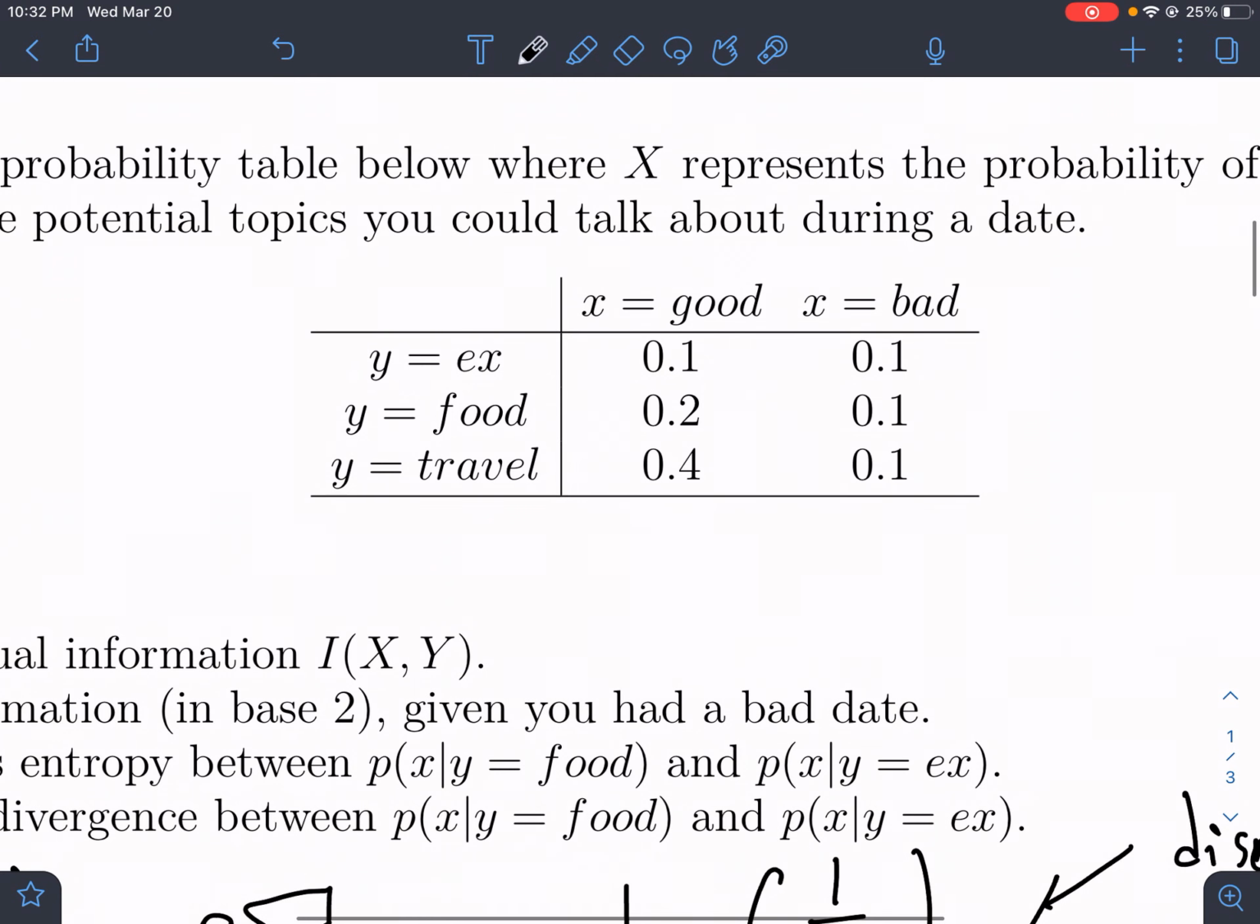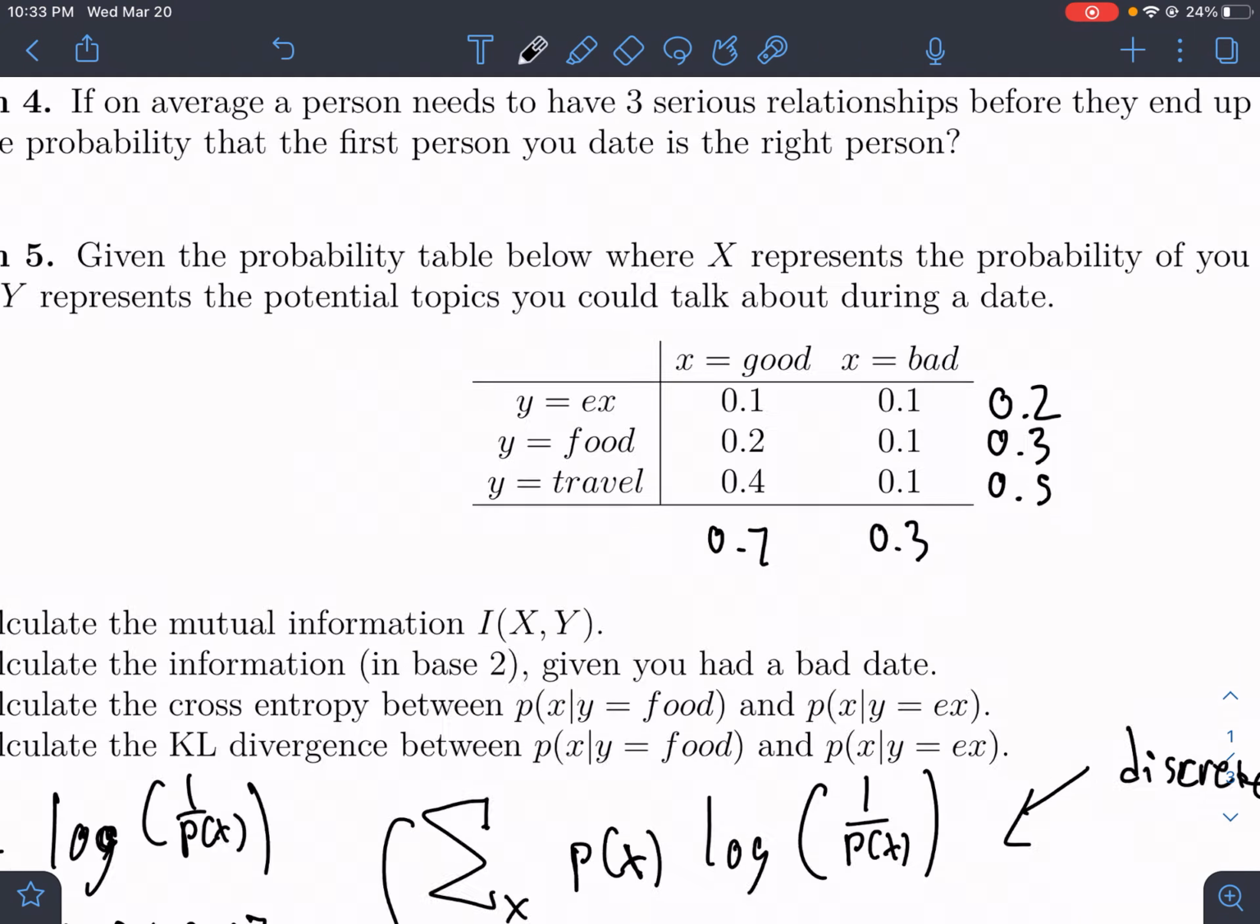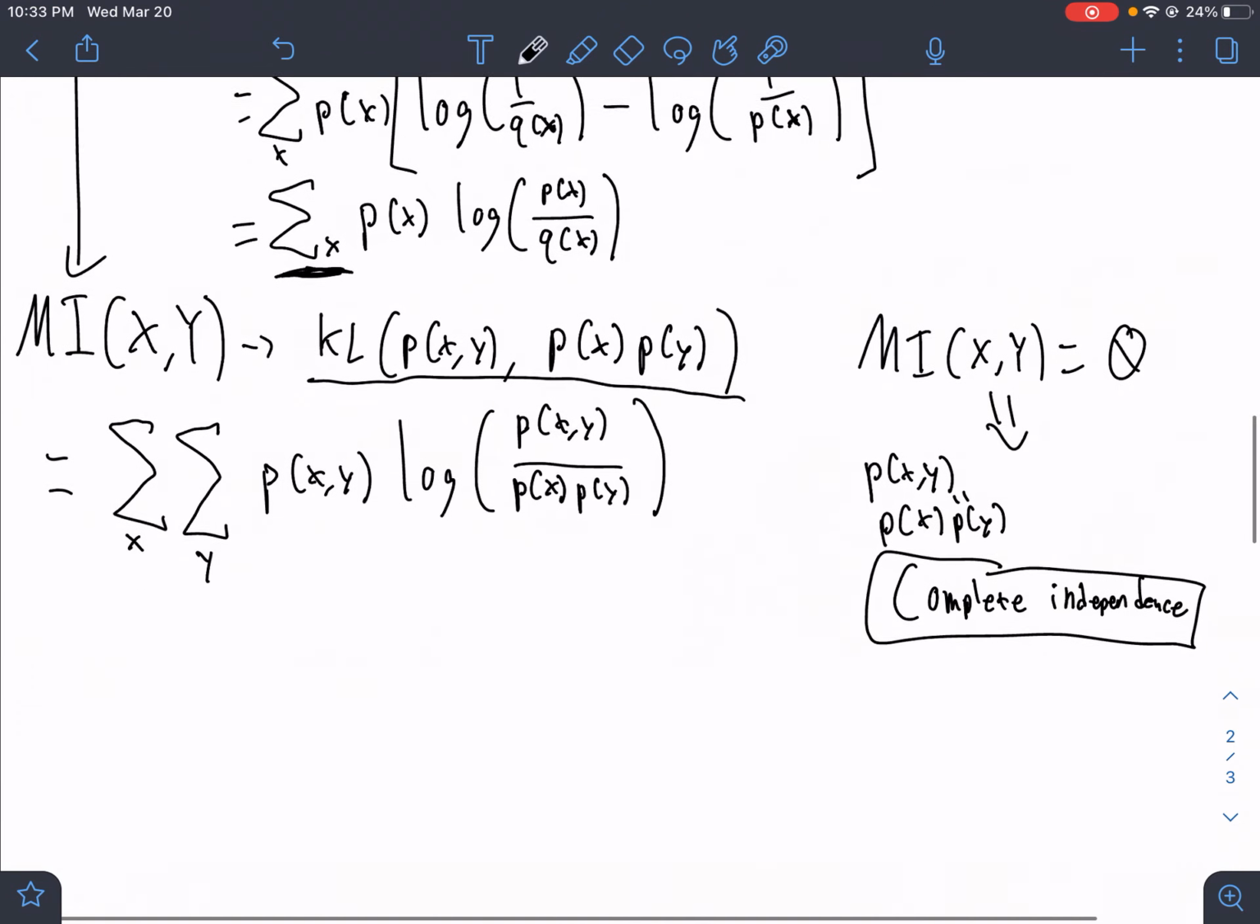So let's first talk about how we're going to do this. And while we do that, I'm going to write out the sums of all the y's. So this row is 0.2. This row is 0.3. And the next row is 0.5. And then for the columns, I'm going to do the sums of the columns as well. So 0.3 and 0.7. All right, let's go back to our mutual information formula.